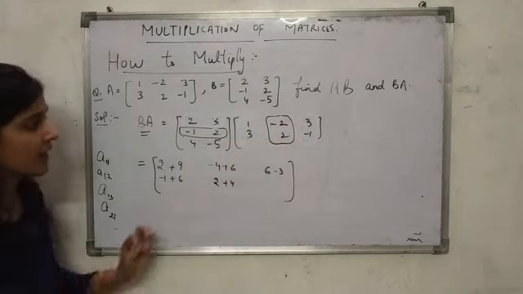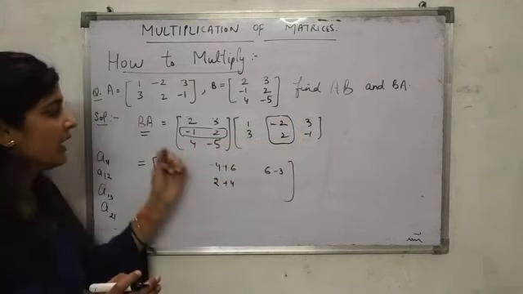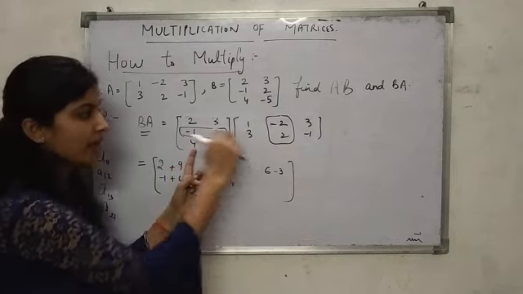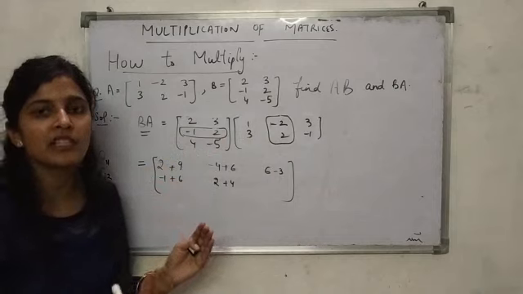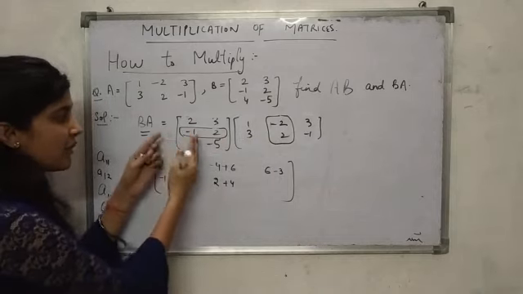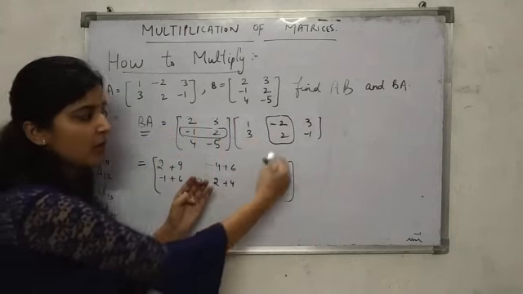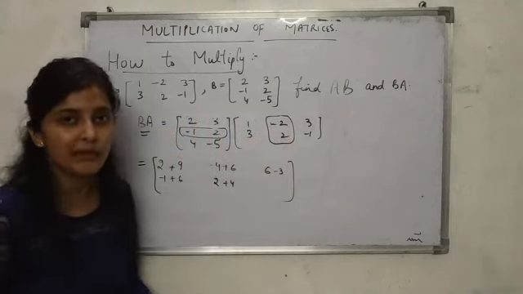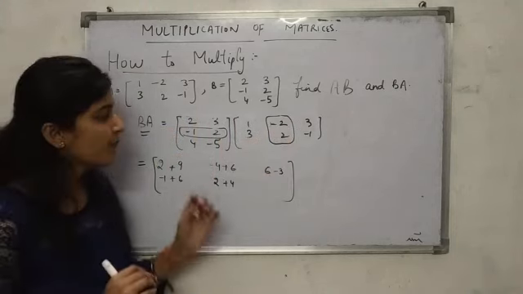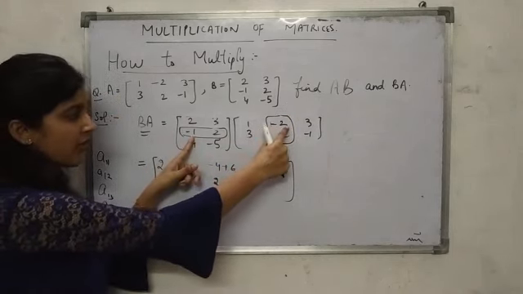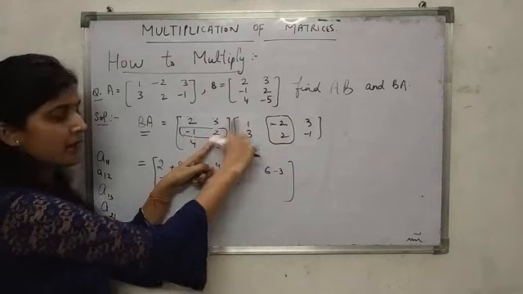Clear? That is why. Now the reason is clear, I think, to you, that why the number of columns of this matrix must be equal to the number of rows of the second, because corresponding elements are getting multiplied. So if the number of columns of this matrix is not equal to the number of rows, how can you multiply the corresponding elements? Clear? So minus 1 is going to be multiplied with minus 2. 2 is going to multiply with 2.